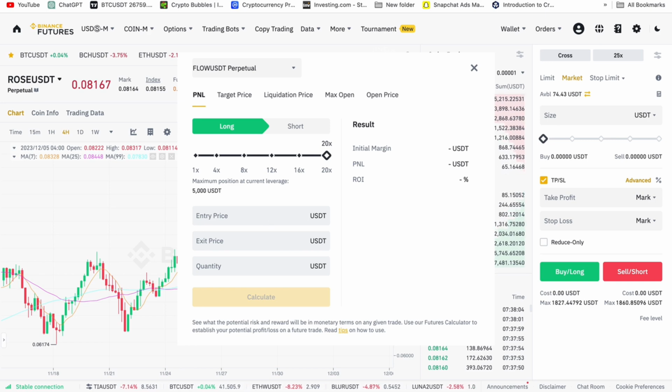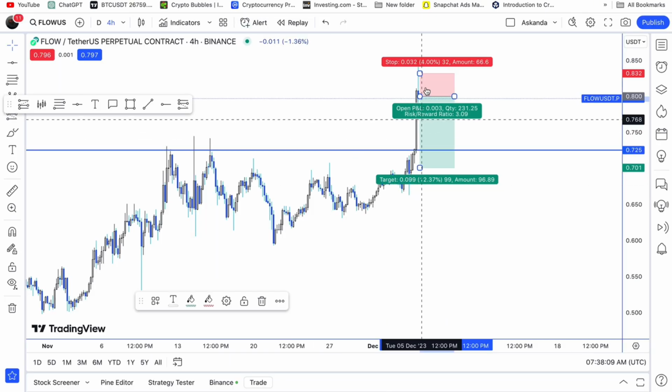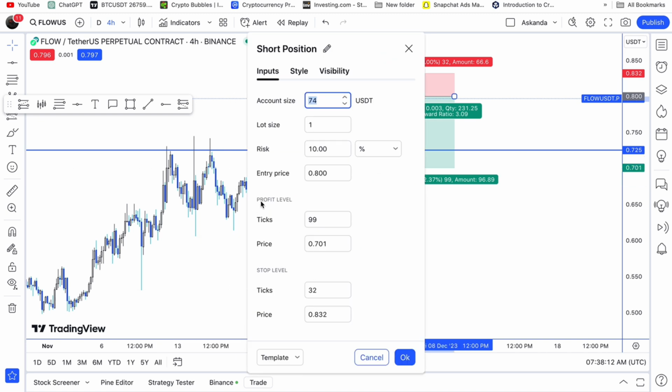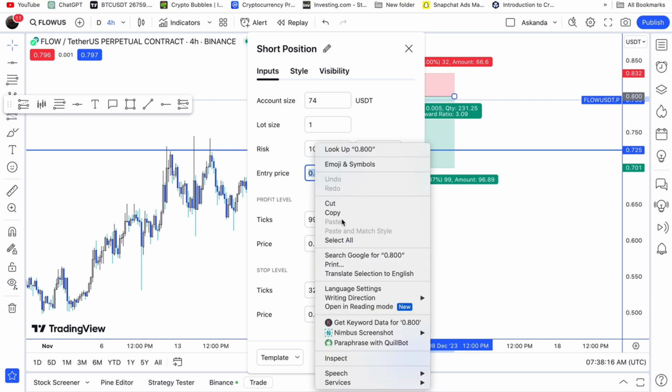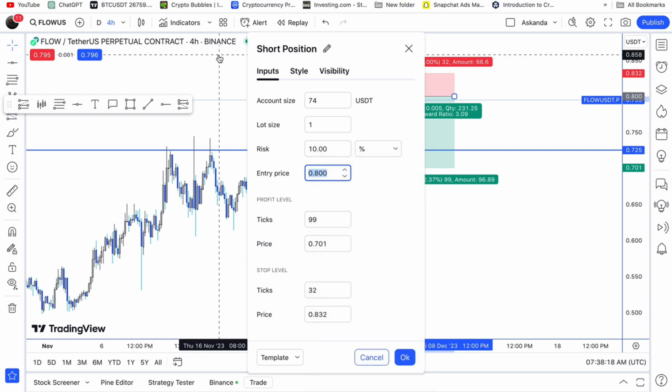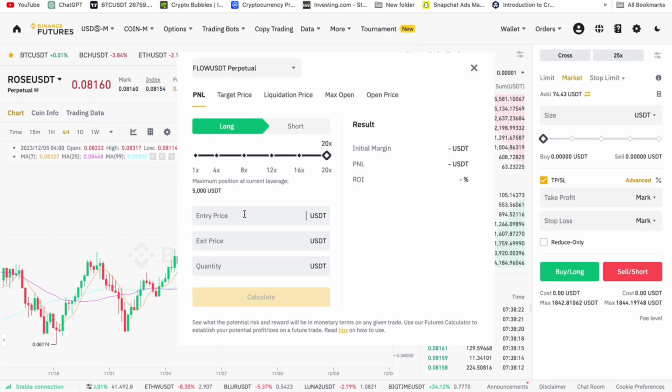Okay, so we'll go to TradingView, double click here. Our entry level, this is the place, so 0.8. This is where we are supposed to copy. We have 0.8 here, right? Then we'll go back to our Binance, enter 0.8, Command E. Then we'll go to exit price.